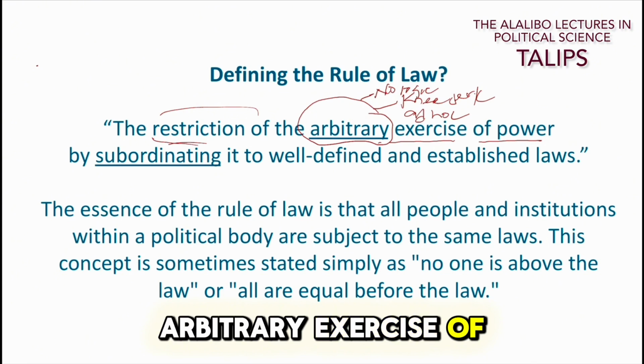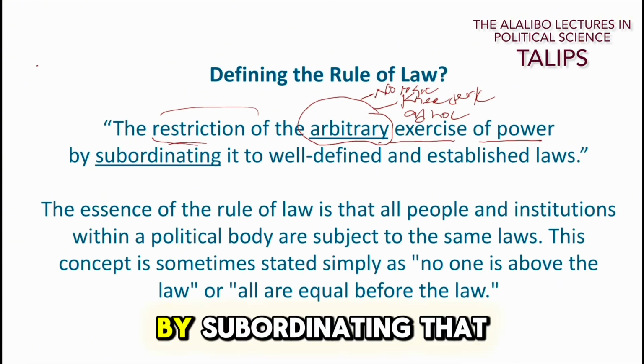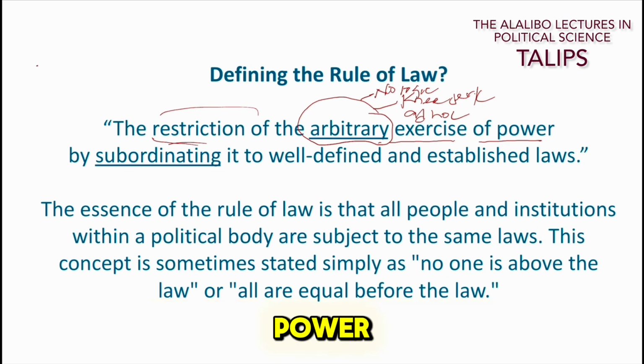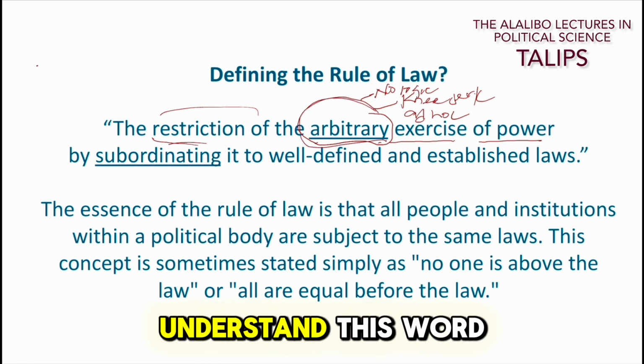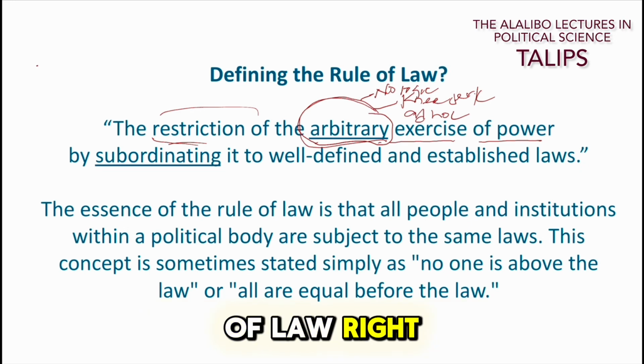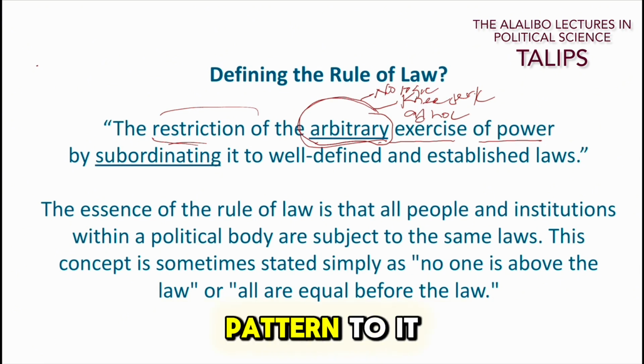Arbitrary exercise of power. So the restriction of the arbitrary exercise of power by subordinating that power, we are talking about whoever has power. It could be the president, it could be the parliament, it could be the judiciary, but restricting the arbitrary use of that power. Once again, we'll come back to this word arbitrary because if you understand this word, you understand the rule of law, right? So arbitrary, again, in this context: no logic, knee-jerk, ad hoc, doesn't make sense. There is no pattern to it. It just came from nowhere, so to speak, right?